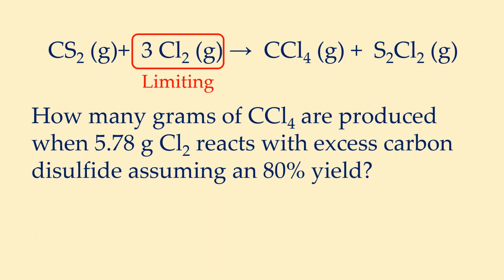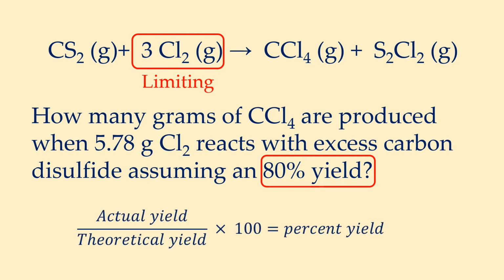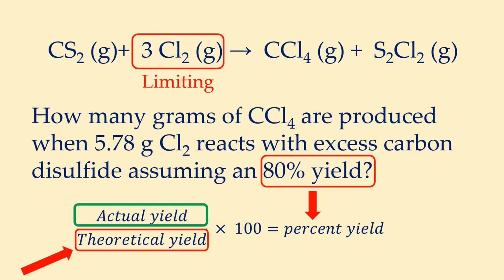Next, we want to find the mass of the product assuming an 80% yield. I explained yields in an earlier video. Here is the equation. Our strategy is going to be to solve for the theoretical yield, or 100% yield. And we know the percent yield from the problem. So we can rearrange to solve for the actual yield.